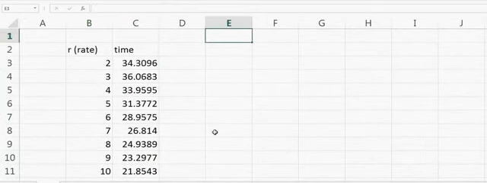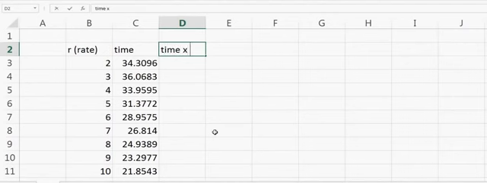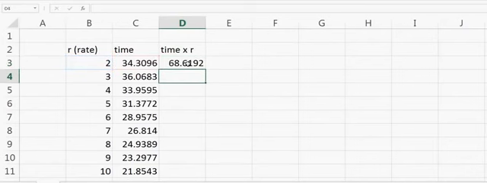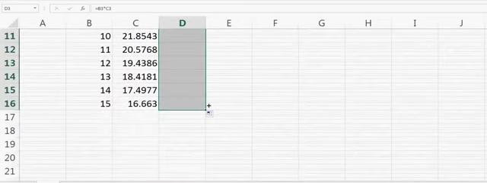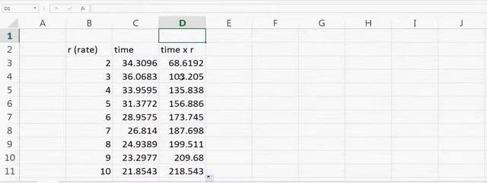So now if we calculate time into rate, that will be equal to 2 into time, so 68.6192. So this is very close to 70. So if we keep doing this for all the rates, we can see something is wrong here.